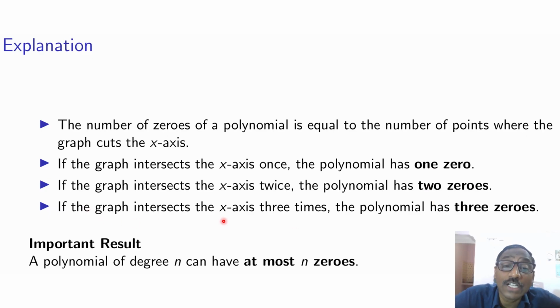If the graph intersects the x-axis 3 times, the polynomial has 3 zeros. Important result: a polynomial of degree n can have at most n zeros.